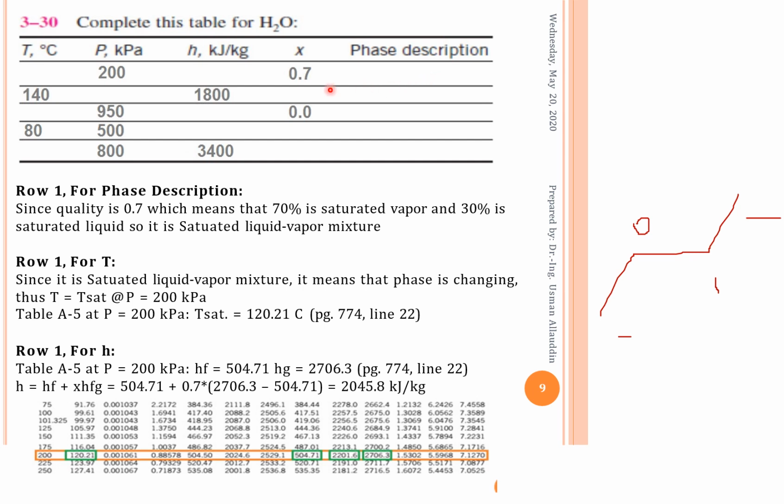So we know that from 0 to 1, anything in between, we will have a saturated mixture. So we are at a saturated mixture, and we can say 0.7 is 70%, and 70% is saturated vapor, while the remaining 30% is saturated liquid. So 0.7 is the vapor quantity, while the remaining 30% is liquid.